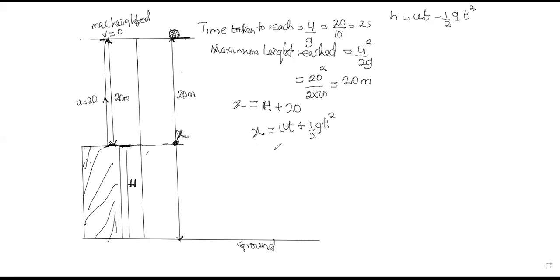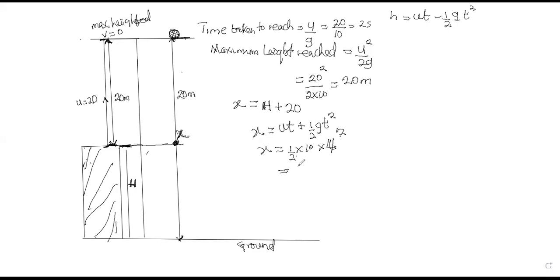U is 0, so x will simply equal half times 10 times t squared. Now the whole time of flight is 6 seconds, and it took 2 seconds to move from the top of the tower to the maximum height, meaning the remaining time to move from the maximum height to the ground is 4. Therefore, we have t being equal to 4 seconds, so 4 squared.